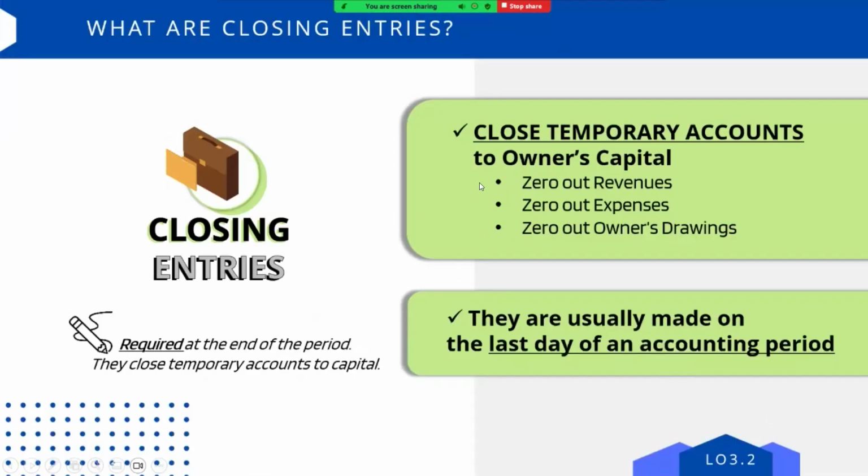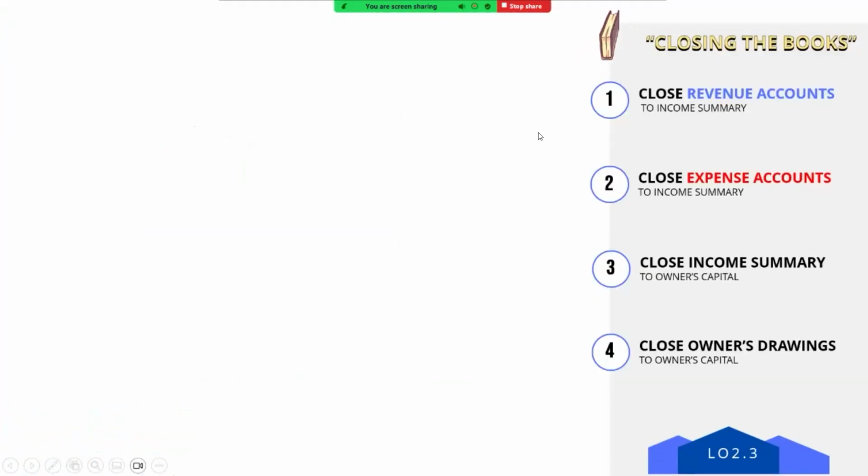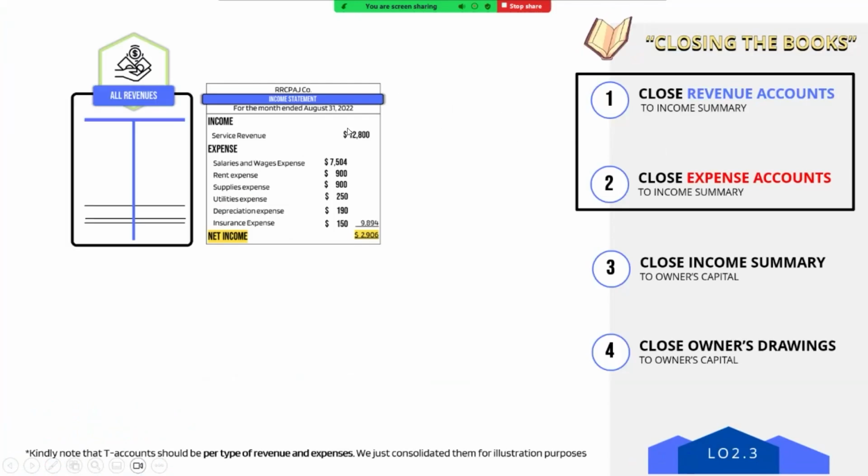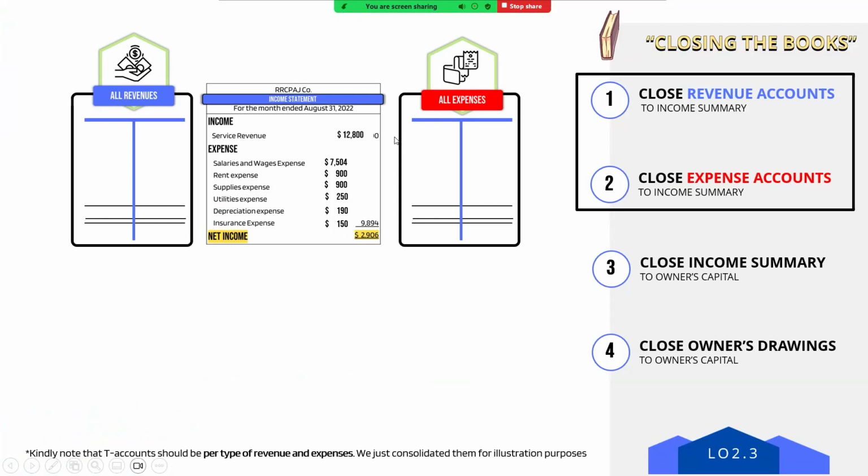So to summarize, similar to adjusting entries, closing entries are required and they are usually made on the last day of the accounting period. So zero out your revenues, zero out your expenses, zero out your owner's drawing. So let's now close our revenue accounts using our T accounts, right? Right now, it's just 12,800 in terms of service revenue. So in terms of our first closing entry, that would be a debit of 12,800 that we need to do to zero it out. But for illustrative purposes, let's just fill in or update both the T accounts of our expenses.